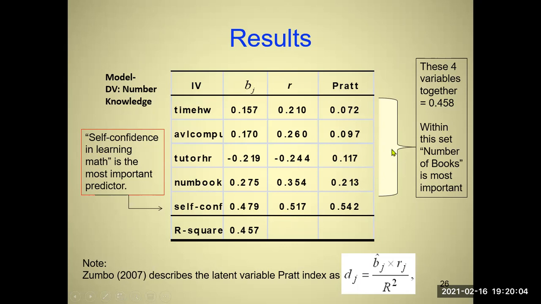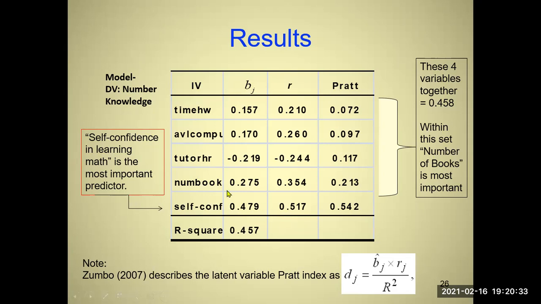And because of the geometry of the Pratt index, you can actually add up subsets of them. So you can see that these four variables together, the number of books, tutoring hours, availability of computers, homework time, together it's 0.458, which is of course the remainder of this. This is a proportion of the R squared. And you could even order it within.